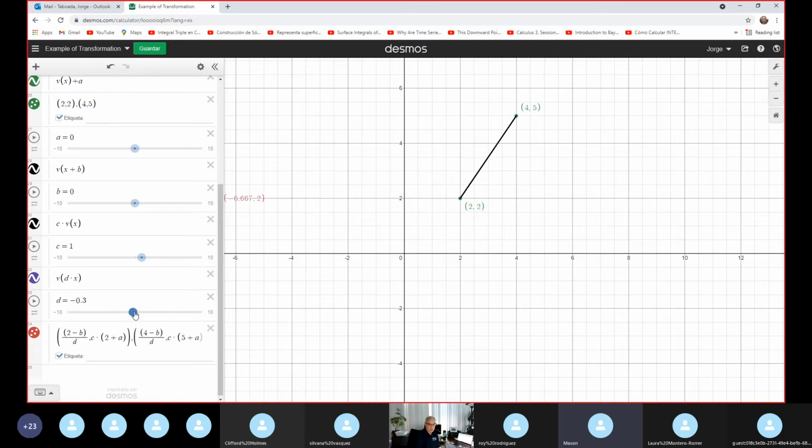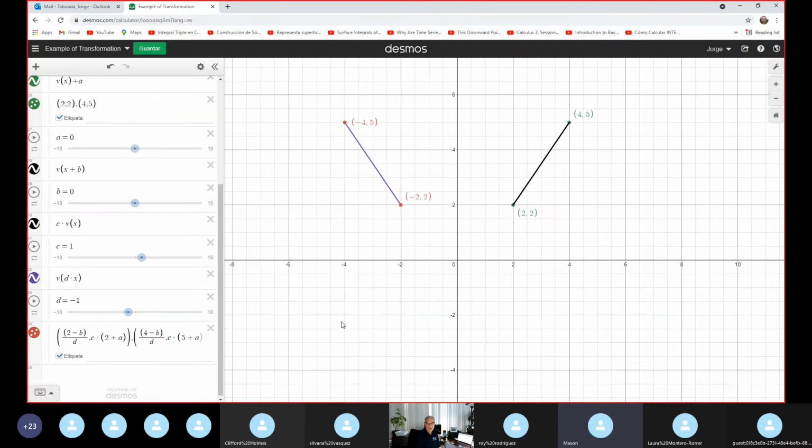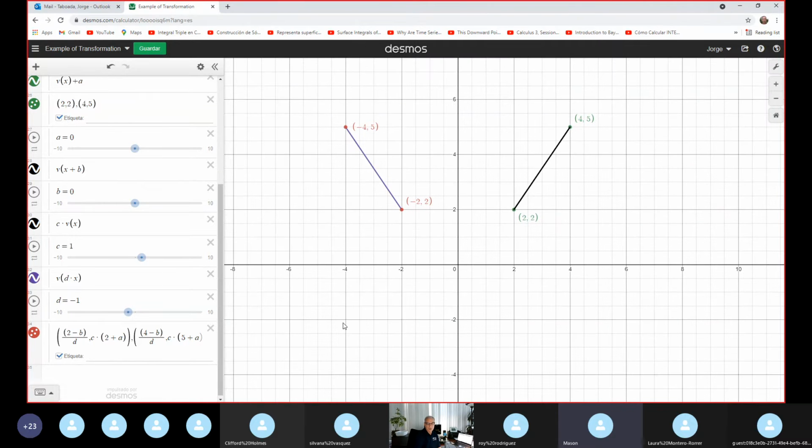It's going on to the negative. The perfect reflection is when it's negative 1. Look at that. This is a perfect reflection about the y-axis, like an image of this, under the consideration that the y-axis behaves like a mirror. Super clear or super confusing?